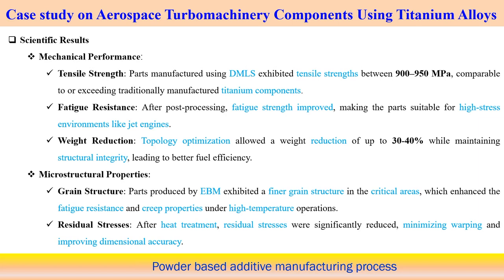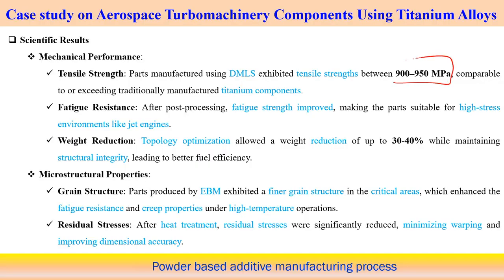So when you analyze the mechanical performance or mechanical characterization, we can see the tensile strength: parts manufactured using direct metal laser sintering exhibited a tensile strength between 900 to 950 megapascal. So in this case, the tensile strength is comparable to or exceeding the traditionally manufactured titanium component. We can achieve a very high tensile strength, 900 to 950 megapascal.